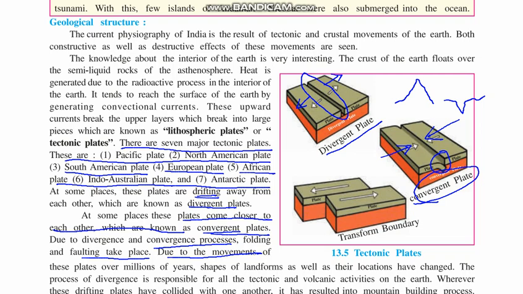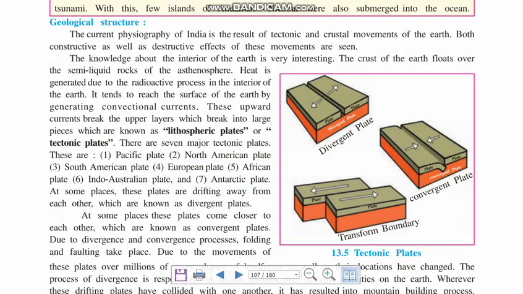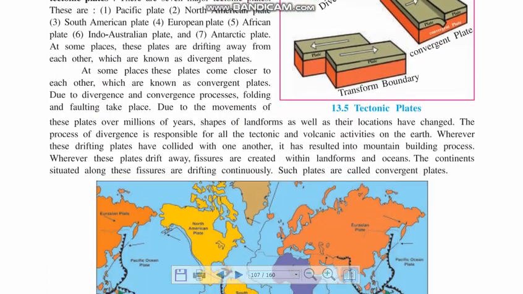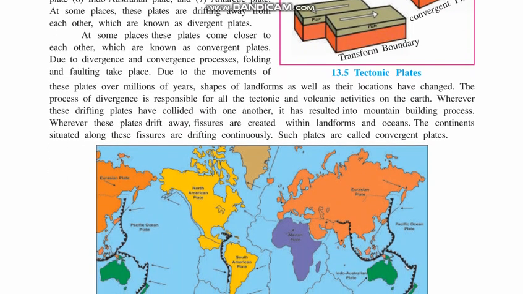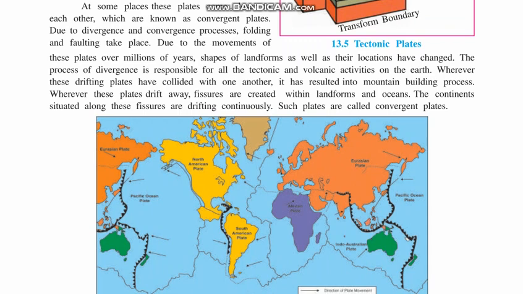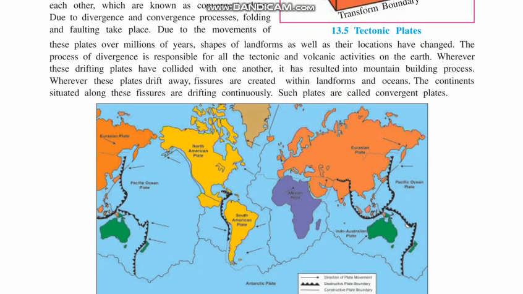Due to the movement of these plates over millions of years, shapes of landforms as well as locations have changed. Okay, so this is not a process that is going on for 1 year, 5 years, or 1,000 years. This is going on for millions of years, and due to it, the location of places has changed a lot in this many years.